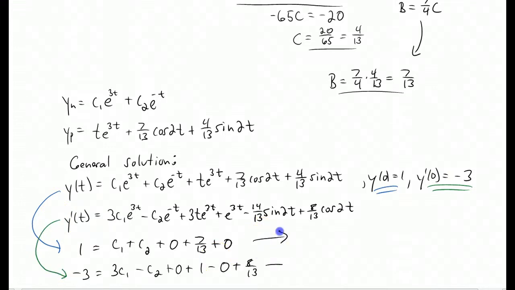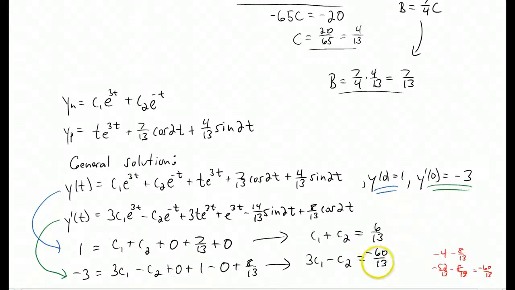Now we can simplify, and ultimately we have two equations and two unknowns here. We have c1 and c2 that we don't know, and two equations. So I got negative 60/13 by starting with negative 3, subtracted 1, and I got negative 4, and then I also had to subtract 8/13, and I wrote my work in over here. Hopefully I didn't make any mistakes. I don't have a whole class checking my work on this, unfortunately, so hopefully I didn't mess anything up.